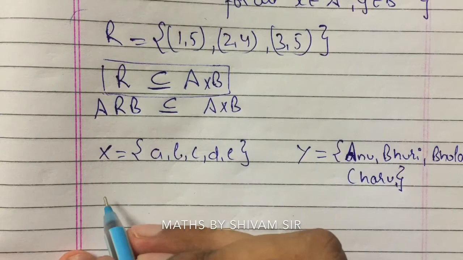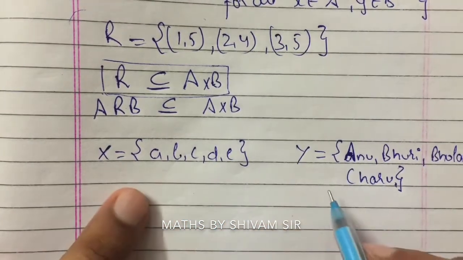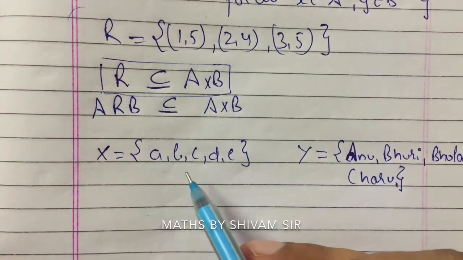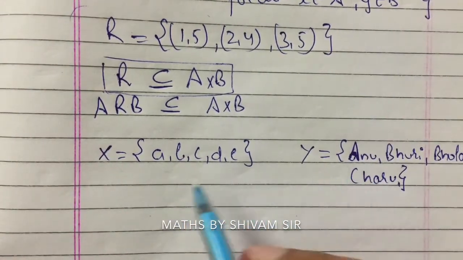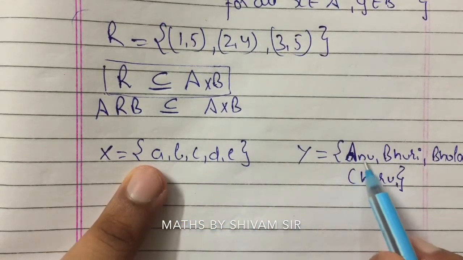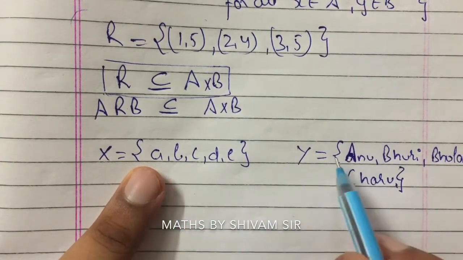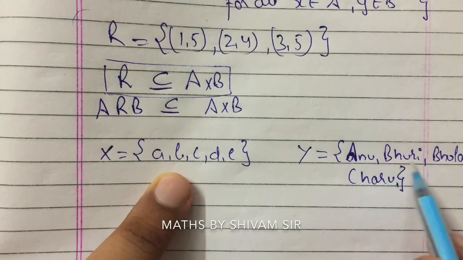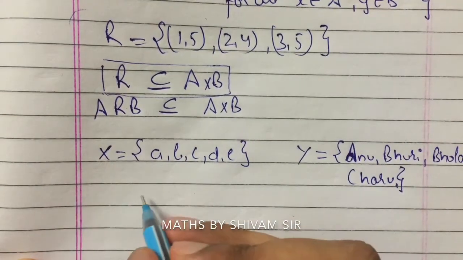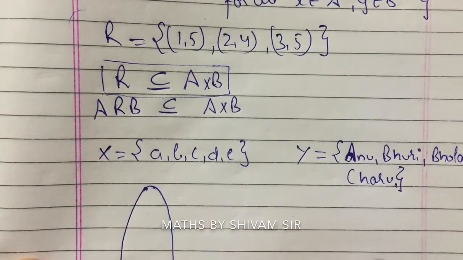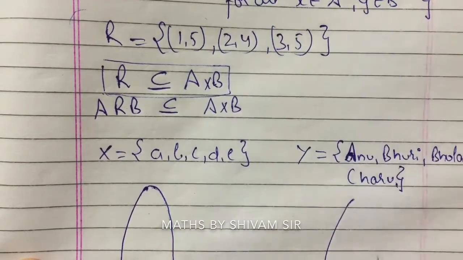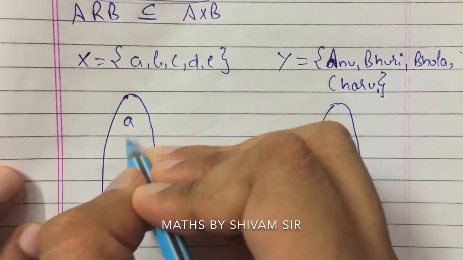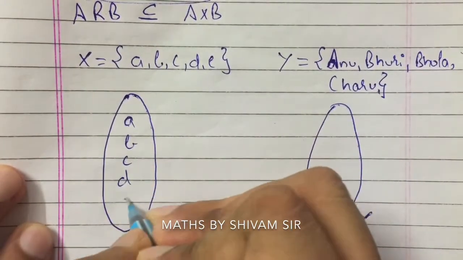The relation between X and Y is given by the letters which begin with A. We have to mark how these two sets are related. If A is an alphabet, Anu starts with A, so A is related to Anu. B is related to Bhuri and Bhola because Bhuri and Bhola start with B. Let's draw this. Let this be set X and this be set Y. In X we have A, B, C, D, E.